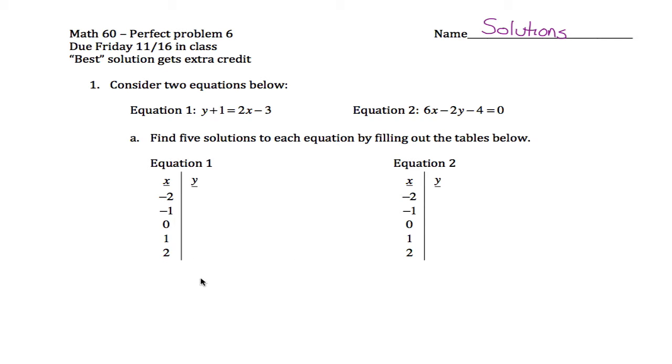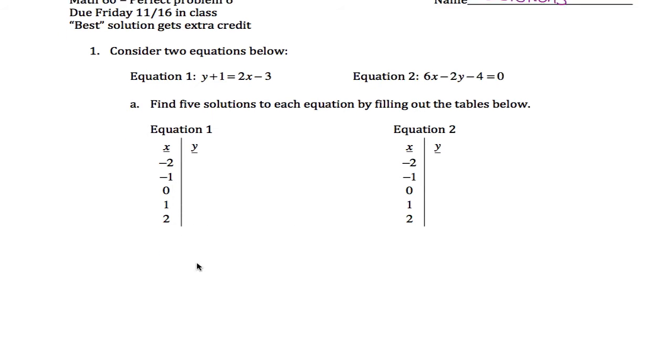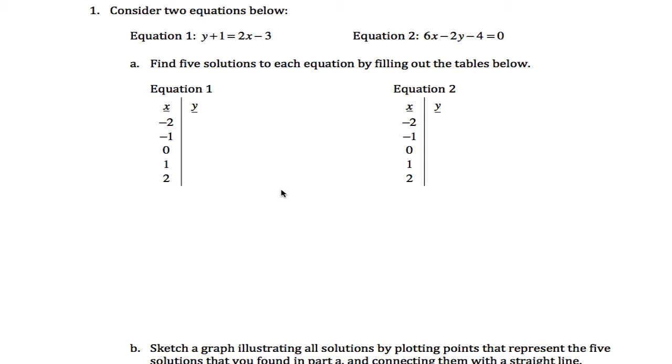Alright, here's solutions to perfect problem 6 for Math 60. So we're given these two linear equations in two variables, and asked to find solutions to each one individually by filling out these tables. I think the easiest way to do these is, since it's the y values we need to know here, to solve these equations for y.